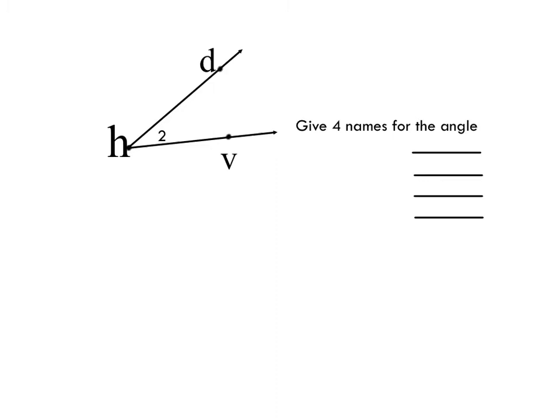Okay, you should have come up with angle DHV, angle VHD, angle H, and angle 2. Notice how the H is in the middle on both of these, and the H is here. The H should be there. That's your vertex. It should always be part of it, unless you're naming it by the number.